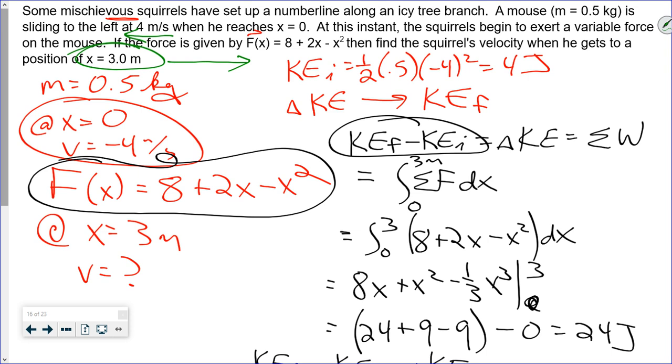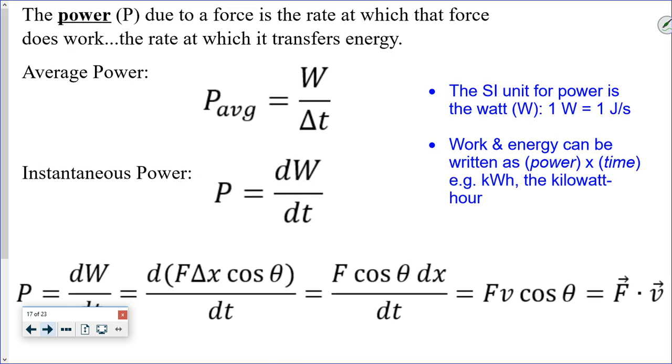Okay. All right, next topic, rather. Power. So hopefully from honors you remember that the power due to a force is the rate at which that force does work, the rate at which it transfers energy from one form to another, or from one object to another. Last year we talked a little bit about calculating average power. Average power is exactly that. You're saying, I did this much work in this much time, so if I divide, I find out how much work I did per second on average.